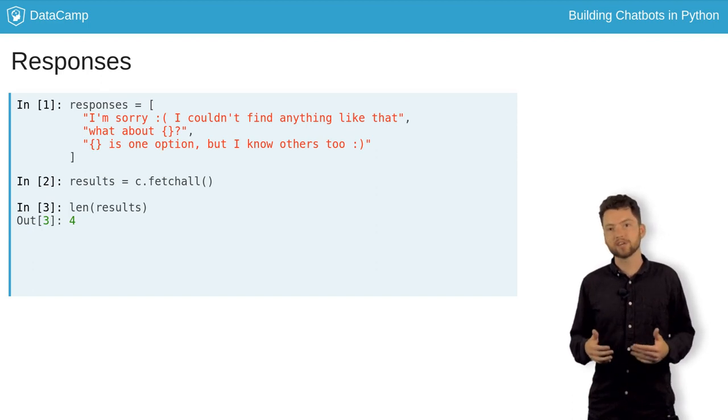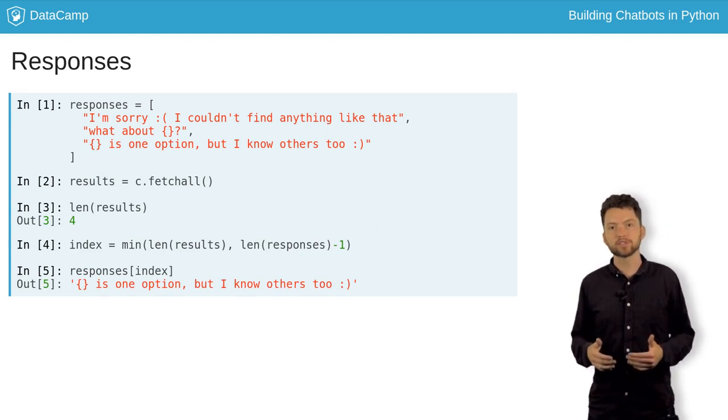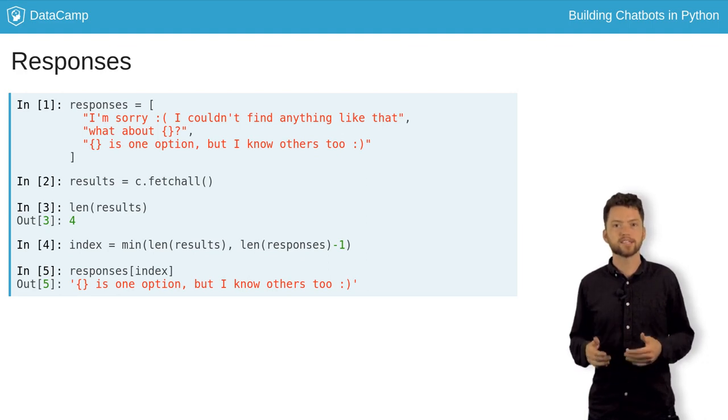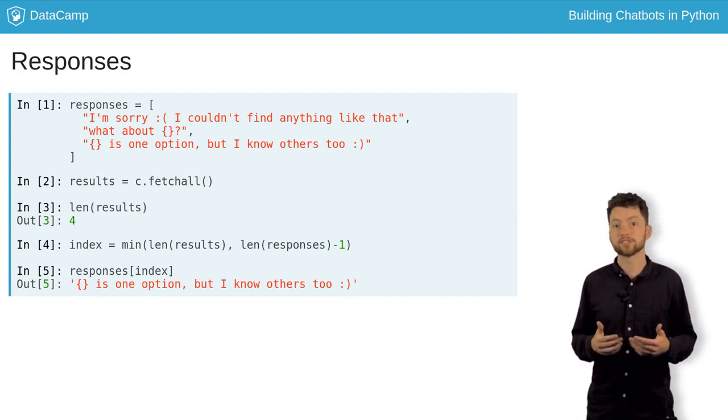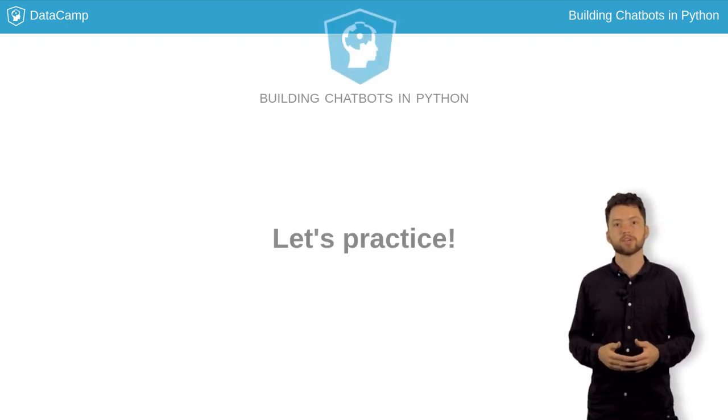To use the final list element as a catch-all, we can use the min function. This chooses the smallest value out of its arguments. The index is then set by calling min with the number of results and the index of the final element of the list, keeping in mind that Python lists are zero indexed. You can then use the string's format method to insert the actual result from the database.